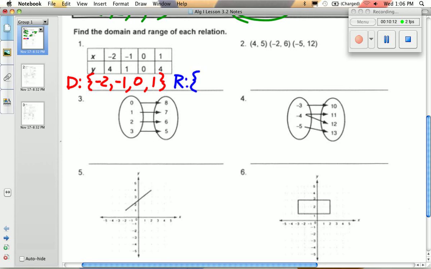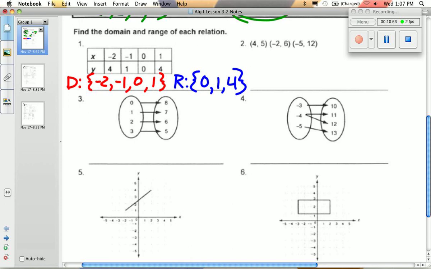What's our range for this one? Kenzie? 0, 1, and 4. We don't need to list the 4 twice, even though it shows up twice. And we put them in numerical order from least to greatest. So in other words, once they're in domain and range notation, we can't tell the ordered pairs anymore. We have to tell the ordered pairs from the table. How many ordered pairs are there in that relation? 4. There are actually 4 ordered pairs, aren't there? Okay. Anybody got questions about that one?